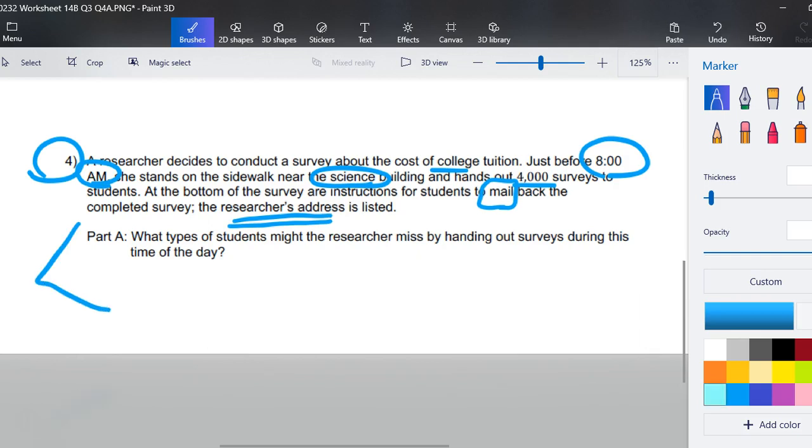Part A: what types of students might the researcher miss by handing out the survey during this time of day? Since the researcher is handing out the surveys early in the morning, not everybody takes early classes, so a lot of different types of students could be missed. She might miss students who work during the day and take classes at night. She might also miss students who take classes online since they don't even go up to the campus.